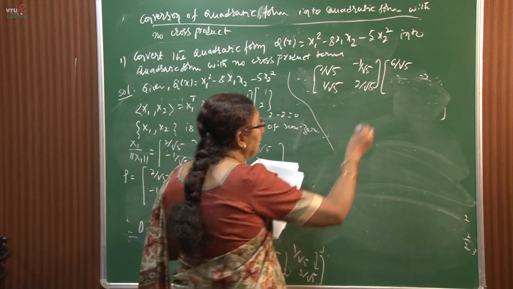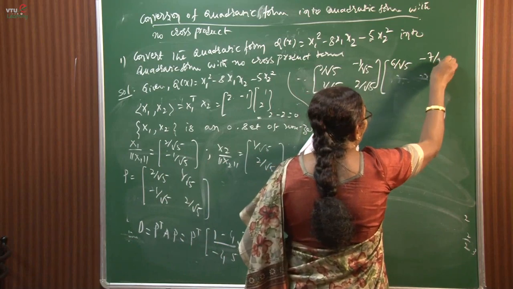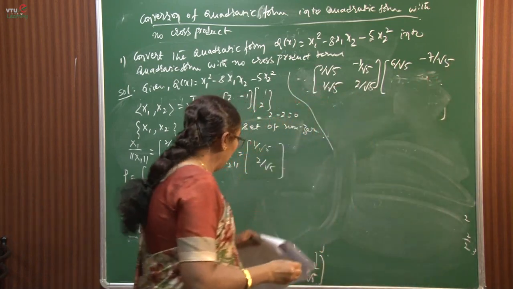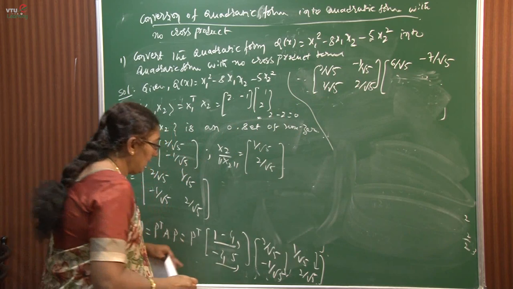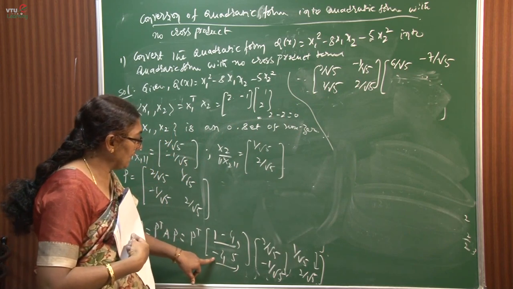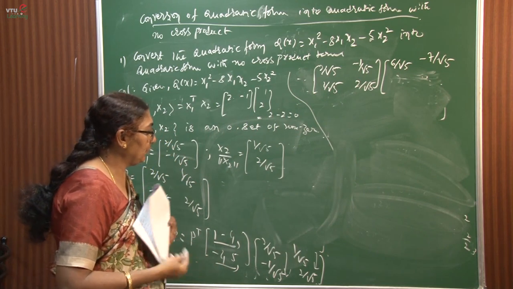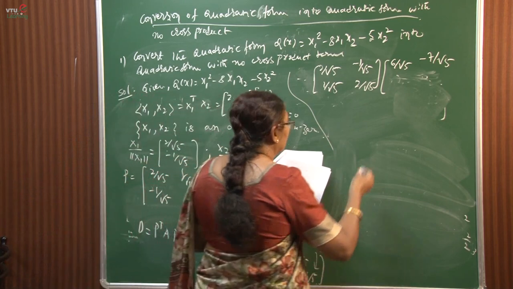What we get actually is minus 7. 1 minus 8 is minus 7 root 5. And then you move to this. 4 2s are 8, minus 8 by root 5 minus 5 by root 5. We get minus 3 by root 5.